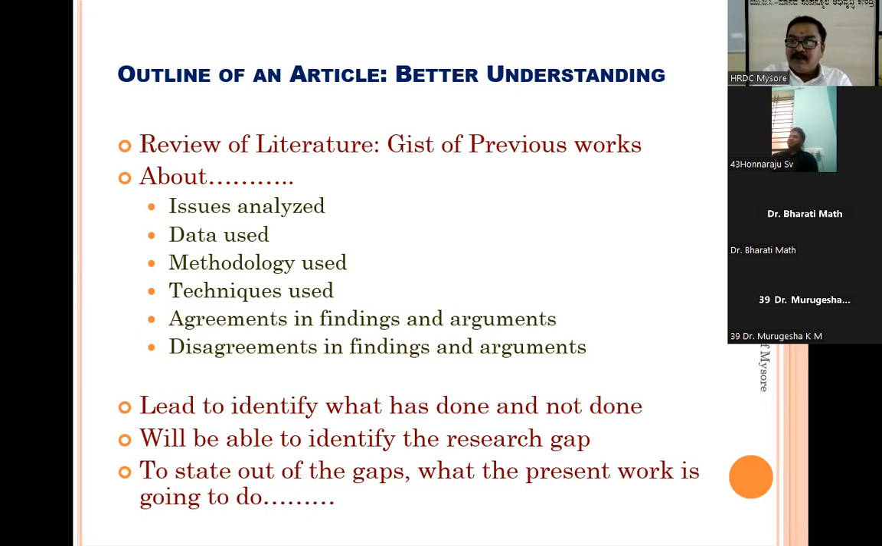Therefore, when you review the previous research work, you will understand the different issues and the issues related to the present context. So therefore, when you review the research works, you will understand the issues. What are the issues analyzed? What data used, whether the primary data used, secondary data used, nominal data used, ratio scale data used, what methodology they have adopted, descriptive methodology, analytical methodology, inferential methodology, or econometric methodology, or something new, a case study kind of methodology. So what methodology they have used and what techniques they have used.